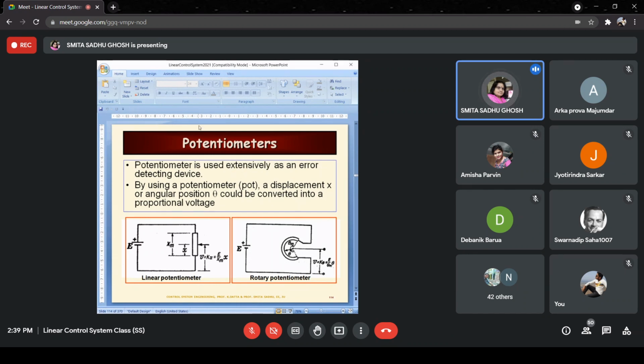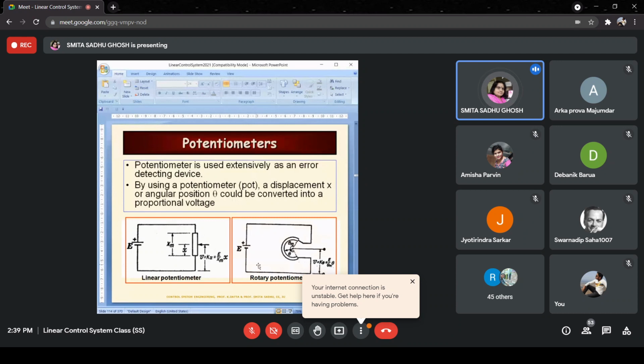Now, as far as potentiometers are concerned, you can see over here on the left side and the right side, there are two diagrams which are schematically drawn. The left side is a linear potentiometer, and the right side one is what we call a rotary potentiometer. Potentiometer is the short form for it, which is known as this. You can see the left hand side diagram.